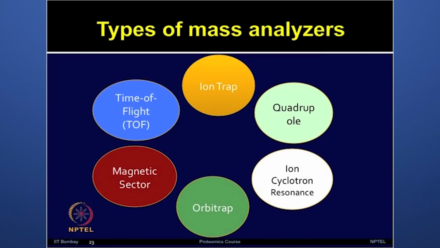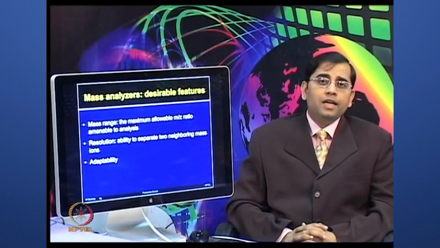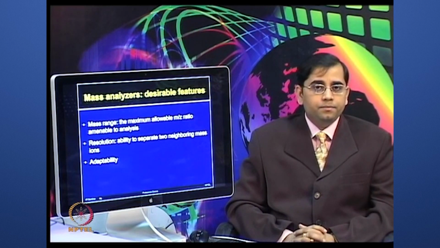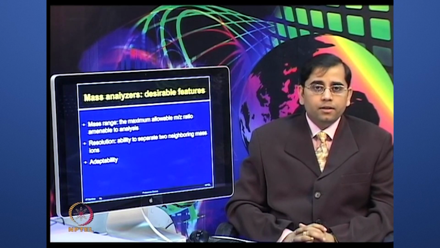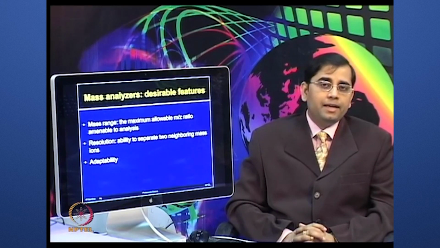There are several different types of mass analyzers currently available that use the same basic properties which we discussed. Some of the popular mass analyzer configurations are shown in the slide, which include time of flight or TOF, ion traps, quadrupole, magnetic sector, Orbitrap and ion cyclotron resonance. What are the desirable features of a mass analyzer? The performance of mass analyzers can be evaluated on the basis of various desirable characteristics.